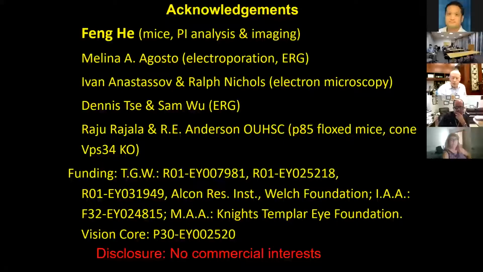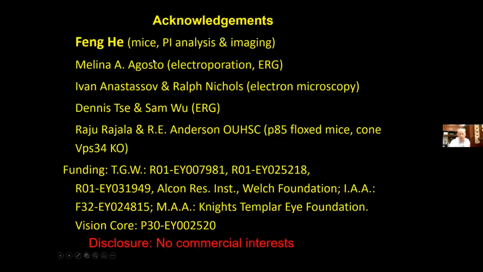Most of the work I'm going to show you today is the work of a longtime research associate in my lab, Feng He. He was helped out by some former postdocs in the lab, Melina Agosto and Ivan Anastasov. Some of the ERG work we did in our lab, some was done in Sam Wu's lab with the help of Dennis Tzu. We had some collaboration with Raju Rajala and Gene Anderson at Oklahoma with respect to type 1 PI3 kinase knockout mice and the cone knockout of VPS34. I list my funding sources here, and I have no commercial interest to disclose.